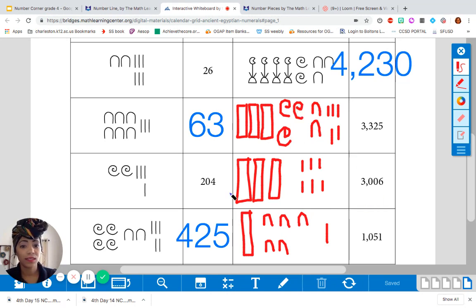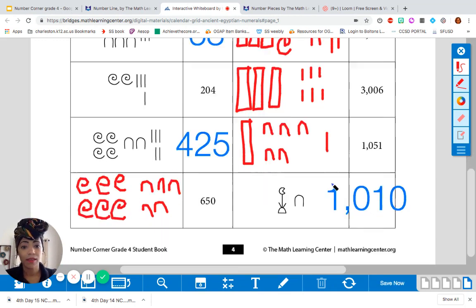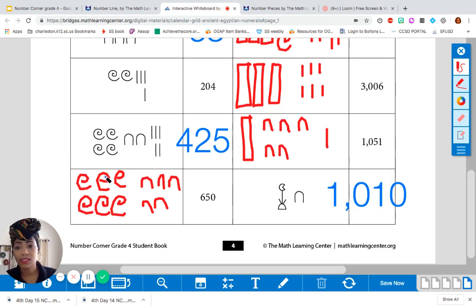For 3,006, 3,006. 1,051, 1 lotus flower, 5 heel bones, 1 staff, and 650. 6 scrolls. I know they kind of look like E's, some of them. I tried as best as I could to make them not look like an E. And then 5 heel bones, 650.